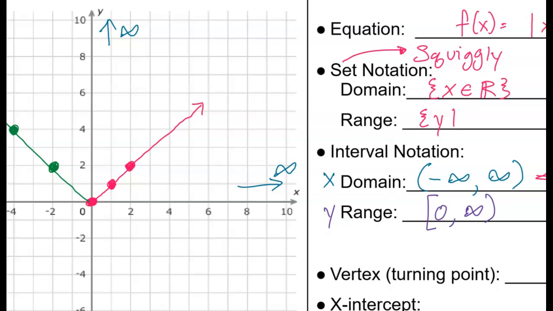What's our inequality? Where is Y? All our Y values are greater than or equal to 0. Y is everything bigger than or equal to 0. And that's our set notation.